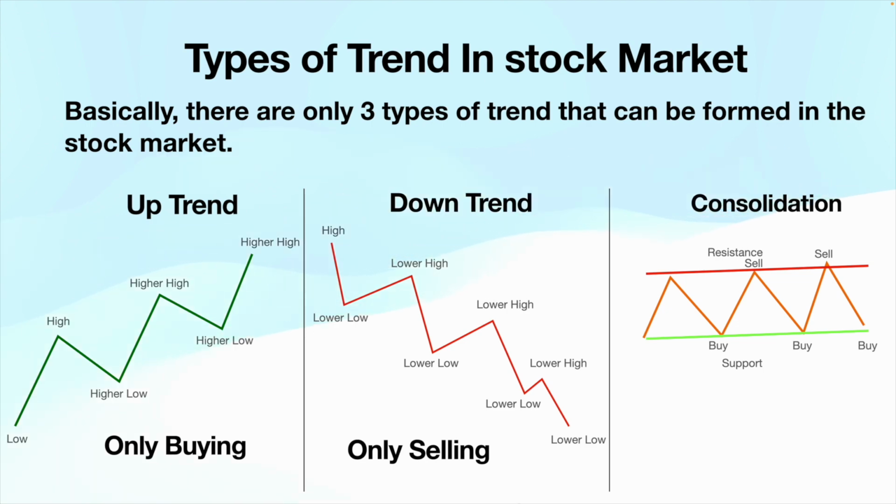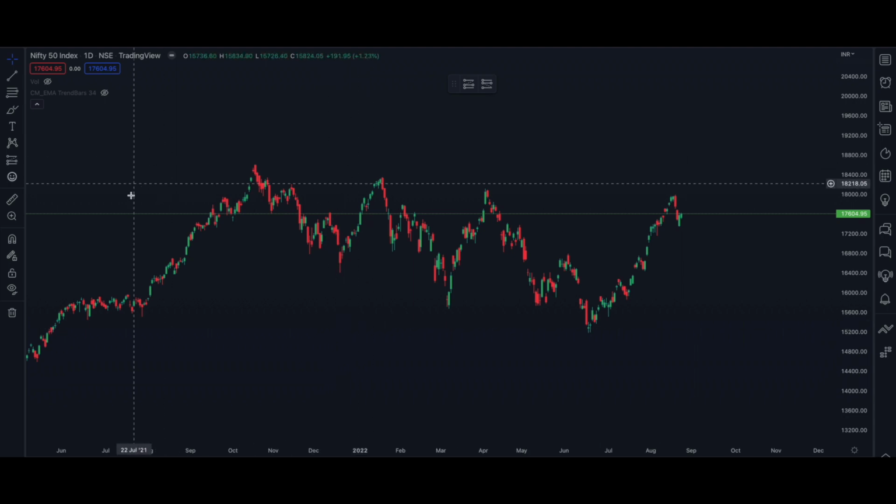Now I have explained the types of trend to you with the help of drawings. What we will do next is I will open a chart and show you how to identify uptrend, downtrend and consolidation phase so that you can understand this topic better. Traders, this is a Nifty 50 chart, daily time frame. Let us use this chart to understand the different types of trend that form in the market.